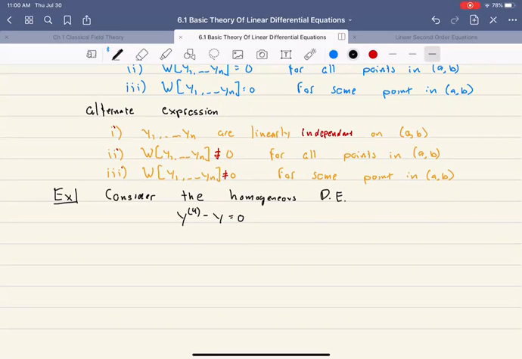So that's going to leave us with r to the fourth minus 1 equals 0. R squared minus 1, r squared plus 1 equals 0. So r plus 1, r minus 1, r squared plus 1 equals 0. So we get r equals -1, r equals 1, r equals plus or minus i.